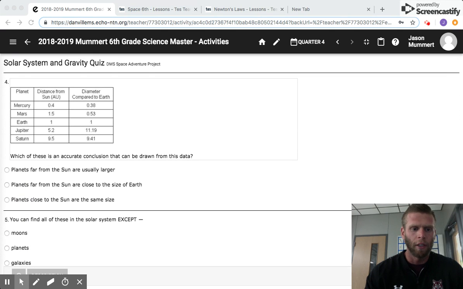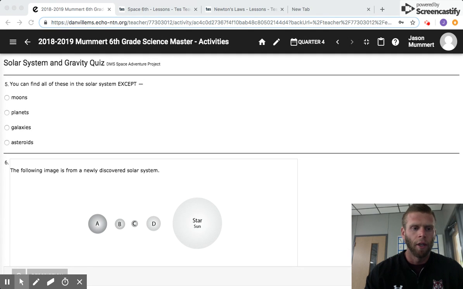Question 4. Which of these is an accurate conclusion that can be drawn from this data? So look at the data table. Planets far from the Sun are usually larger. Planets far from the Sun are close to the size of Earth. Or planets close to the Sun are the same size.